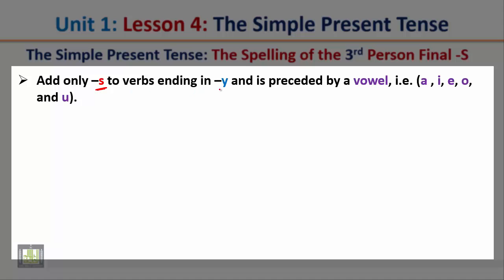Add only s to the verbs ending in y and is preceded by a vowel. These are the vowels a, i, e, o, and u. Examples.